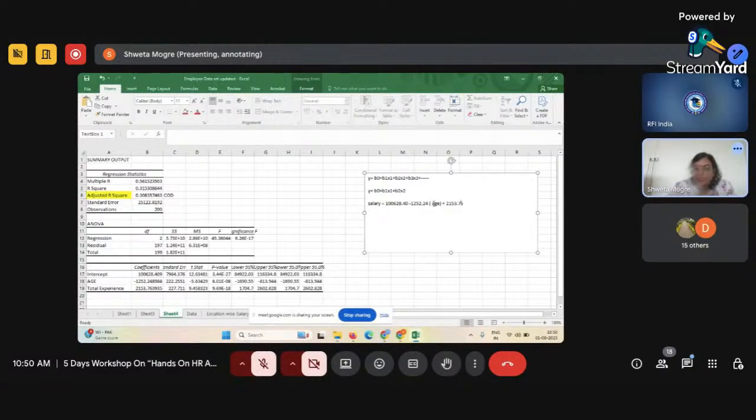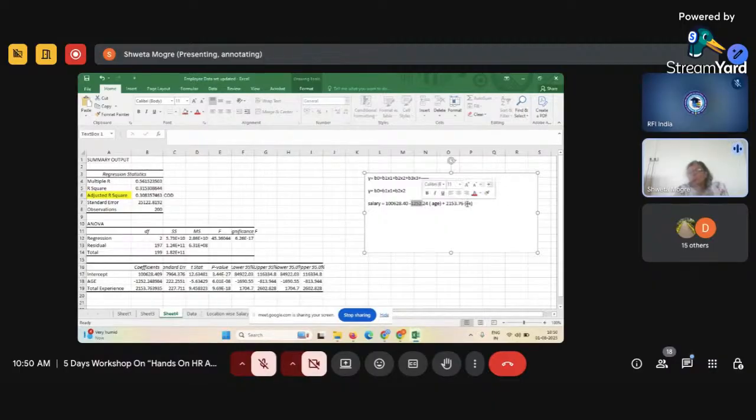In our case, it is 7,6. So this is the overall equation. Salary equals 1,00,000 minus 1252 multiplied with age plus 2153 multiplied with experience. Okay, so this is the multiple regression equation. If my age increases by 1 year, salary will decrease by about 1,200 rupees.